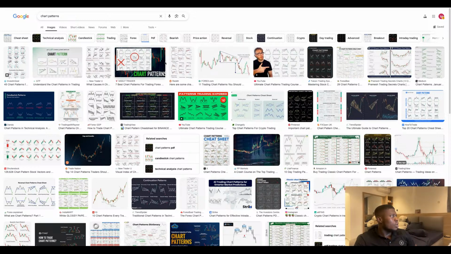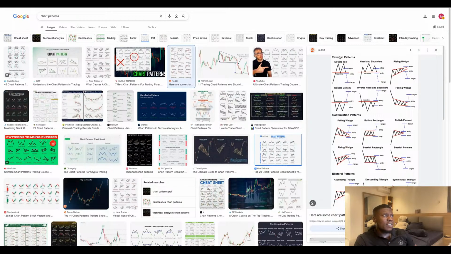Okay. So there are reversal patterns, there are continuation patterns. So look, these are reversal patterns. These are continuation patterns. So a wedge can be continuation or reversal. Look, these are patterns that can continue either up or down.